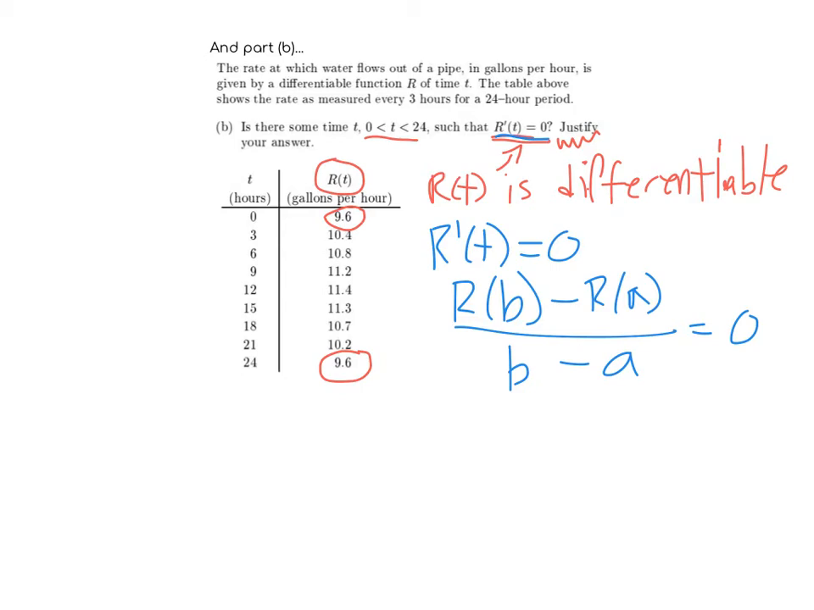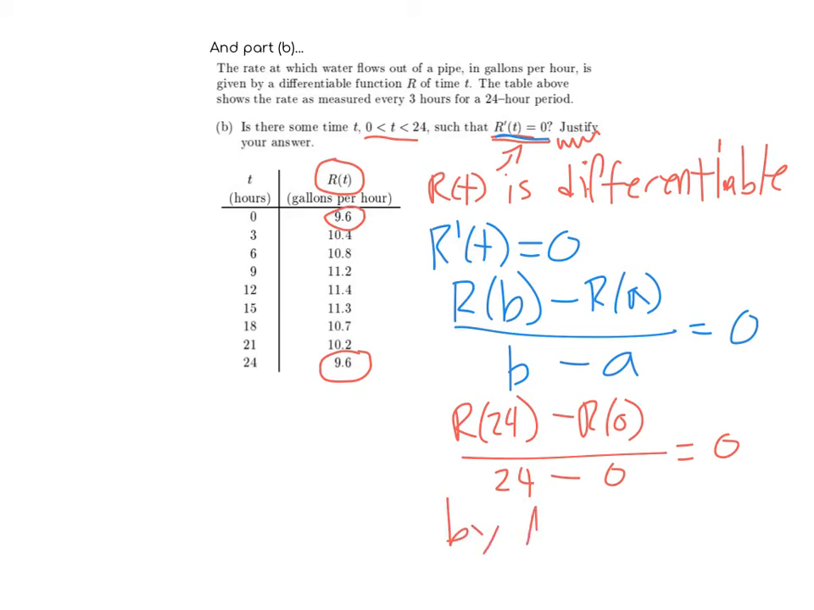And if I take a look at r of 24 minus r of 0 over 24 minus 0, that is equal to 0 by MVT. Yes, there must be some point that makes that happen.